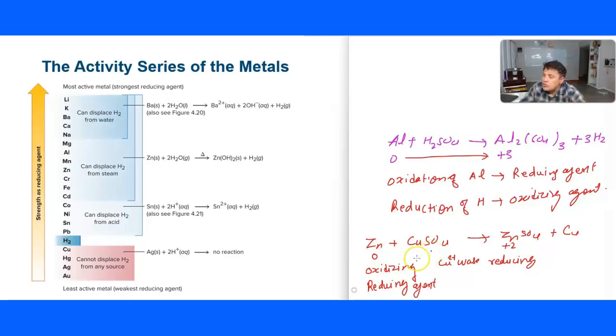But can copper reduce the zinc or not? Is that possible? Cu plus ZnSO4 gives you zinc plus CuSO4? No, look at that. There is no reverse direction reaction. It cannot. Why can zinc reduce but copper cannot? Zinc can reduce copper but copper cannot reduce zinc. Why?